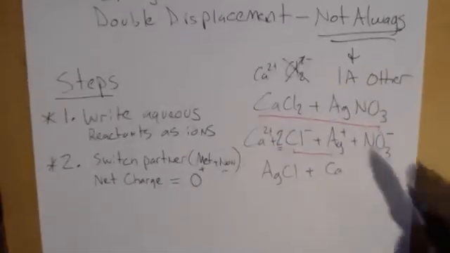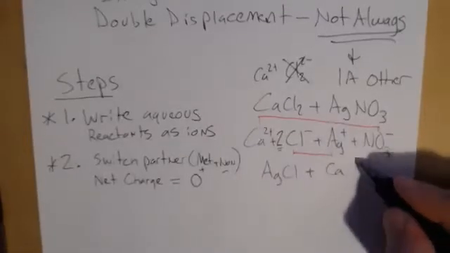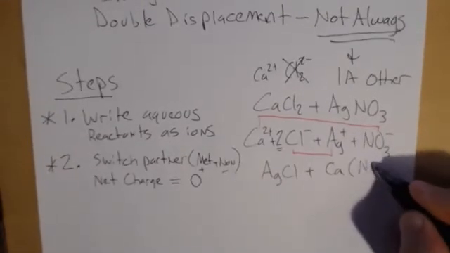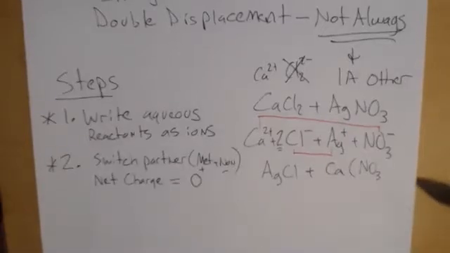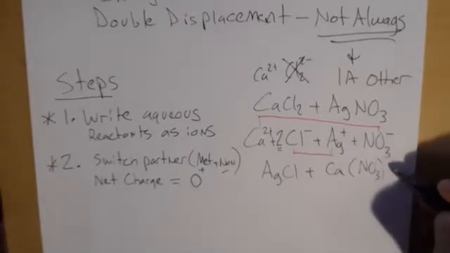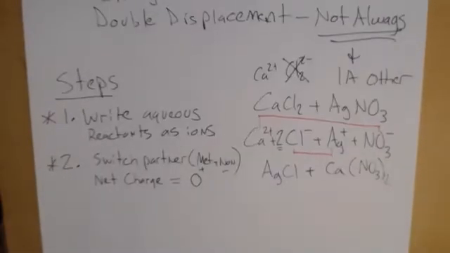And when I do 2 nitrates, I have to use a parenthesis. Remember that 3 is the number of oxygens. It's not the number of ions, right? So I have 2 of those nitrates.